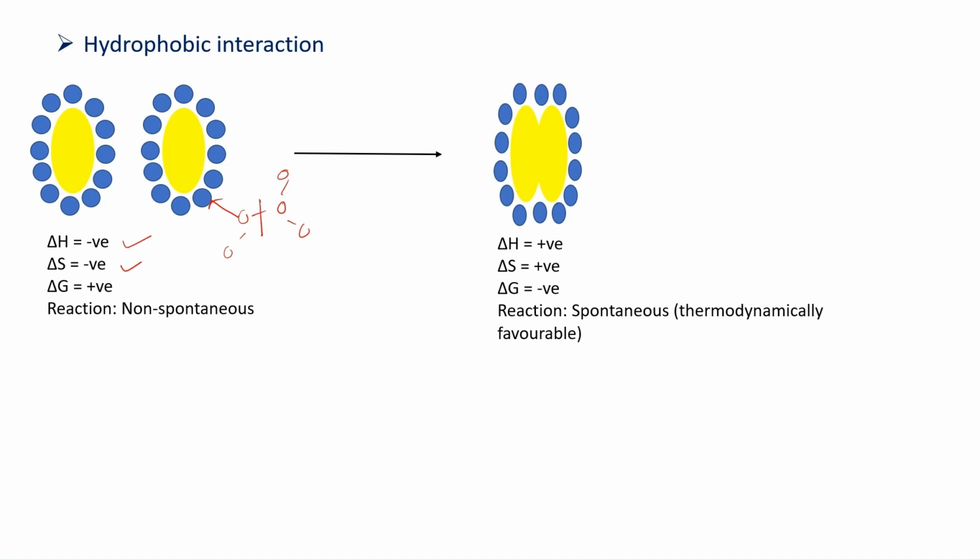And the non-polar substance also cannot move freely because it is surrounded by water molecules. So delta H is negative, delta S is negative. Here delta G, that is Gibbs free energy, becomes positive and the reaction is non-spontaneous. After some time, in due course of time, these non-polar substances will aggregate.